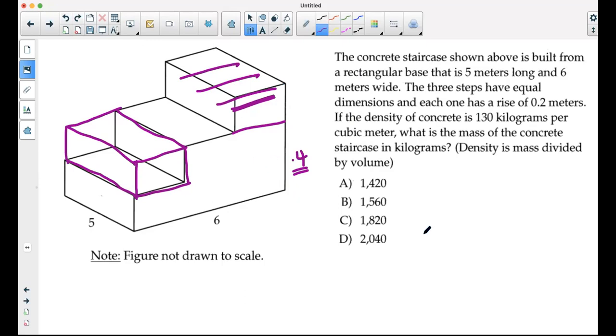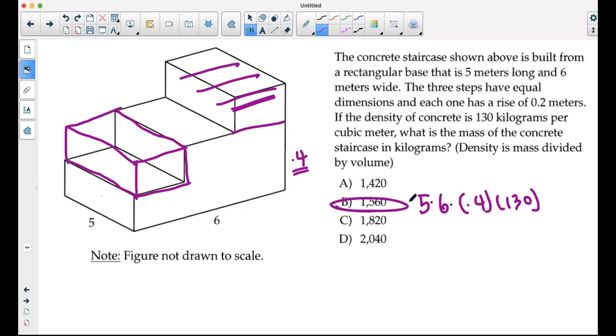So what we end up getting is the volume is what, 5 times 6 times 0.4. But by the density, if I were to multiply that by 130, then that becomes my final answer, right? So let's try to do that. 5 times 6 times 0.4 times 130, then we get 1560. That's what we can do. How about that, guys? Is it okay?